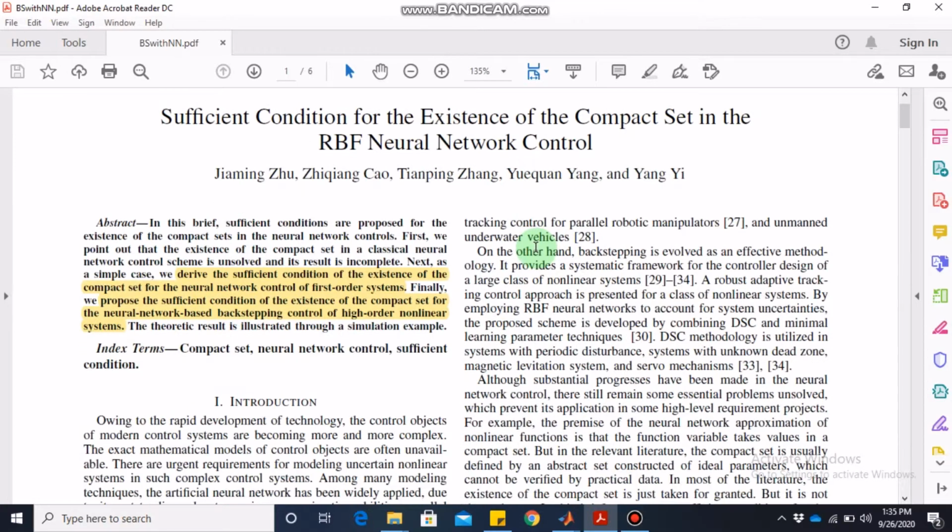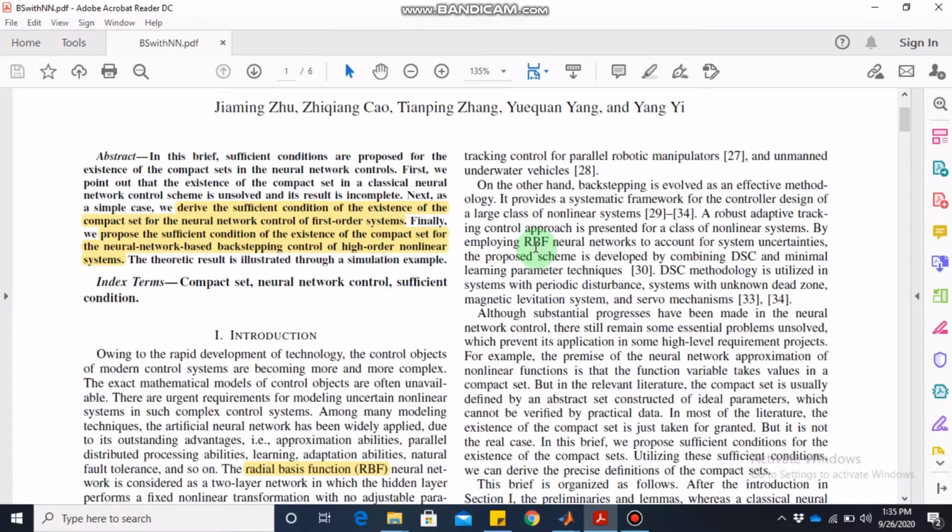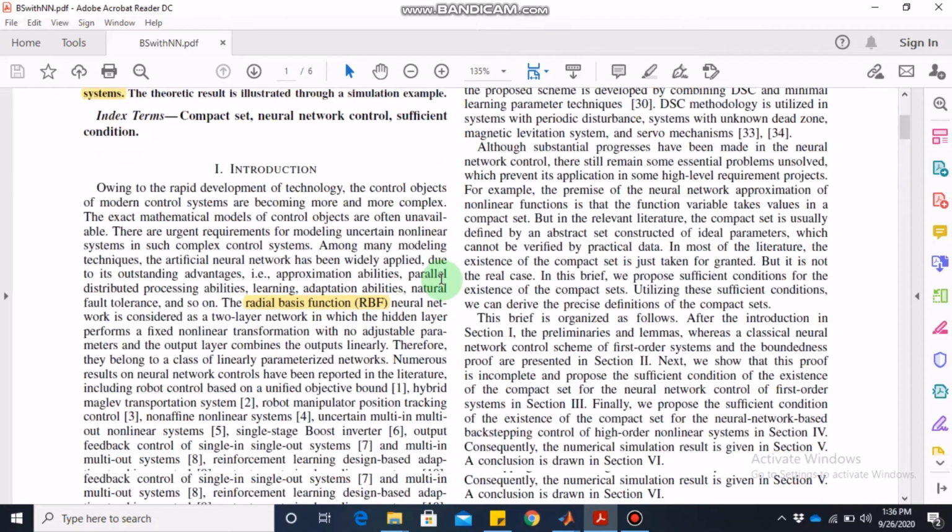We are not going to discuss the paper in detail, but I will highlight the main contributions of the paper and the major part of the theory that we are going to use in our simulations. This paper has derived the sufficient condition for existence of a compact set for the neural network control of first order systems, and they have also proposed the condition for existence of a compact set for the neural network based backstepping control of higher order nonlinear systems as well. The example that we are going to simulate today is a third order nonlinear system, and that will include backstepping control with the radial basis function neural networks.